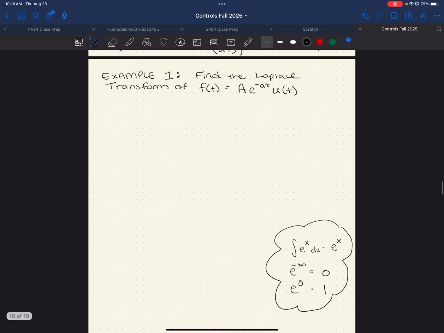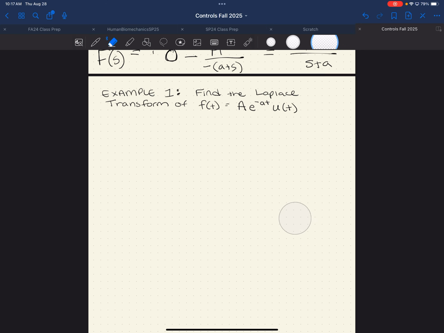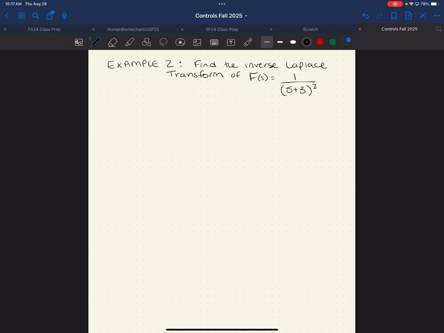Let's just chug through, for the sake of completeness, going back the other way. Let's do an inverse Laplace transform. Oh, I'm way ahead on my notes. Let's go down here. Find the inverse Laplace transform of f of s equals 1 over s plus 3 squared.